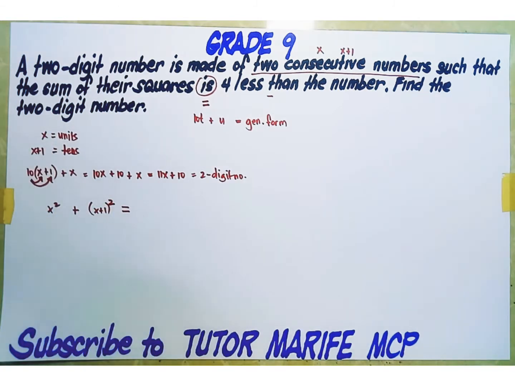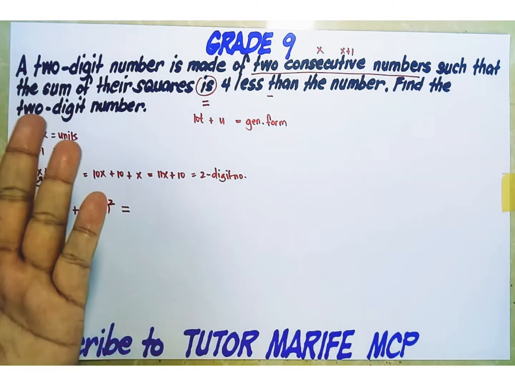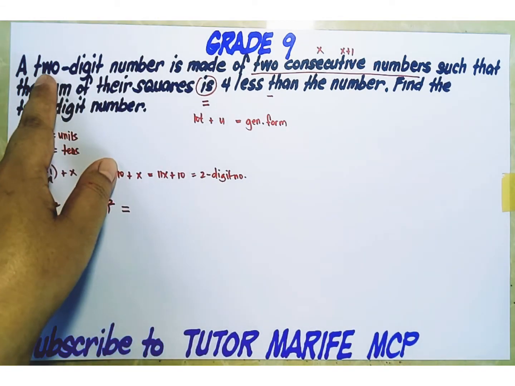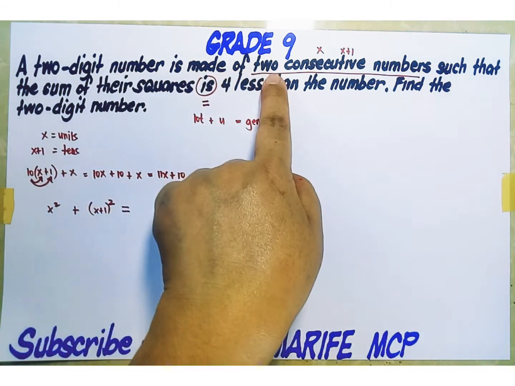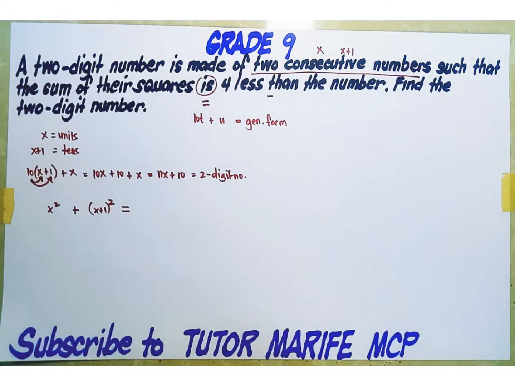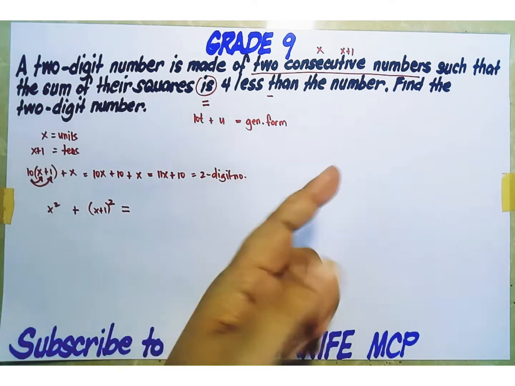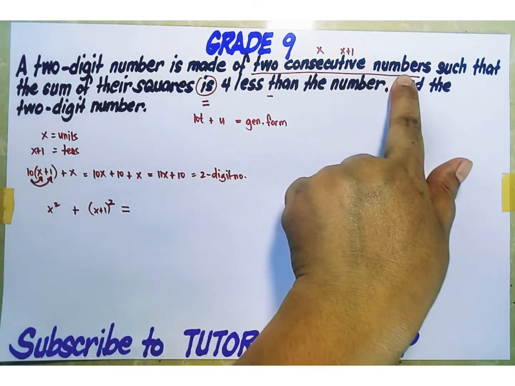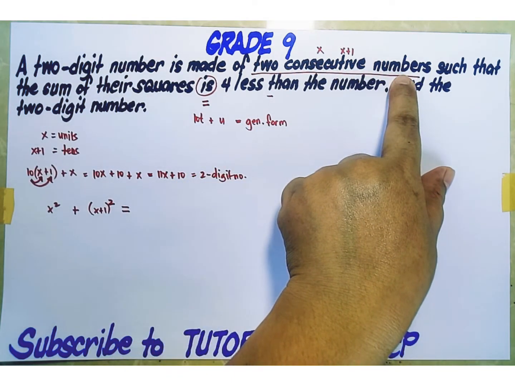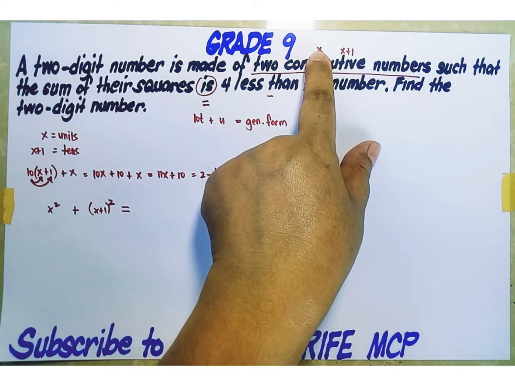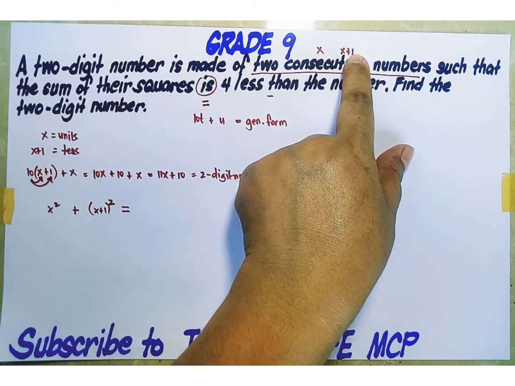Why x and why x plus 1? It's because of the given description that the two-digit number is made of two consecutive numbers. To represent two consecutive numbers algebraically, represent the first number as x, then the next number would be x plus 1.